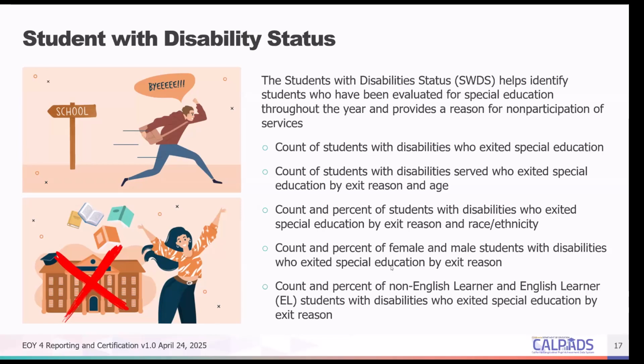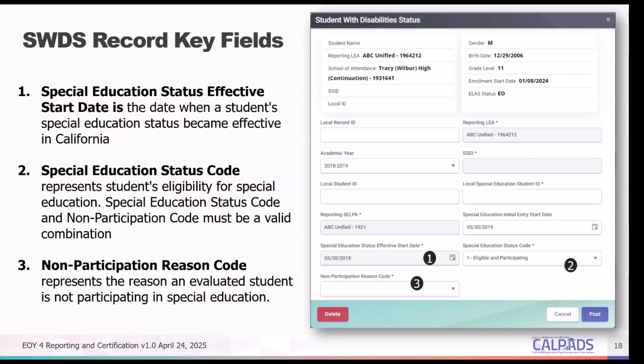This shows you the granularity of data needed. When we say they need the information on exits, this is how the data is presented to the feds, right? The count and percent of students with disabilities who have exited special education by race and ethnicity. That's going to be a recurring theme. Same with percentage, the count and percent of female and male students, right? So they're looking at genders that have exited and the count of English learners and non-English learners who have exited special education. All of this is on the SPPI, right? So let's look at that.